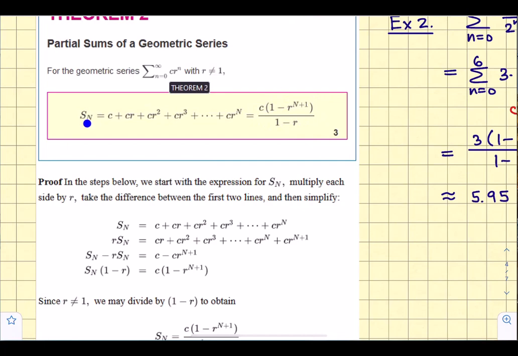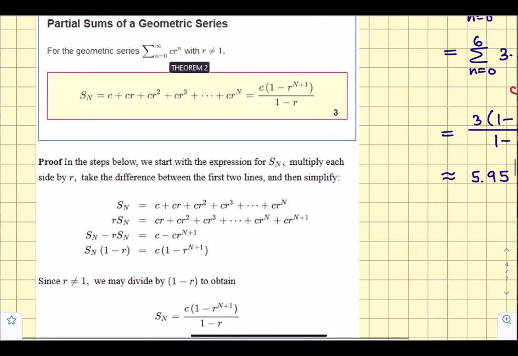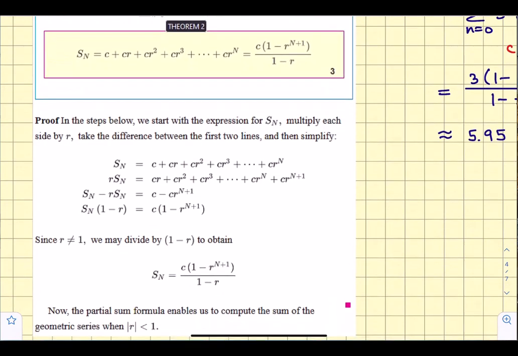For a finite geometric series, when you're only summing up through the nth term, this is the formula. Now, where does this formula come from? Well, the idea is actually pretty simple. It's an algebra proof. So the S sub n is this by definition.